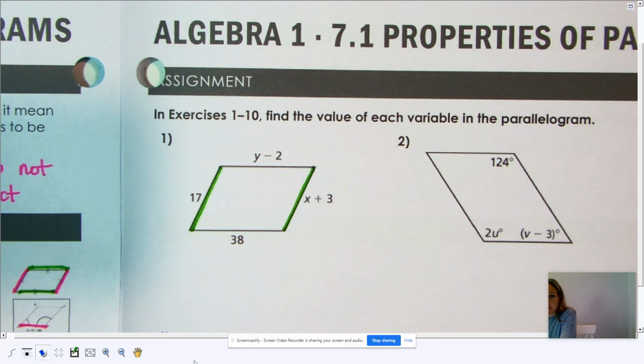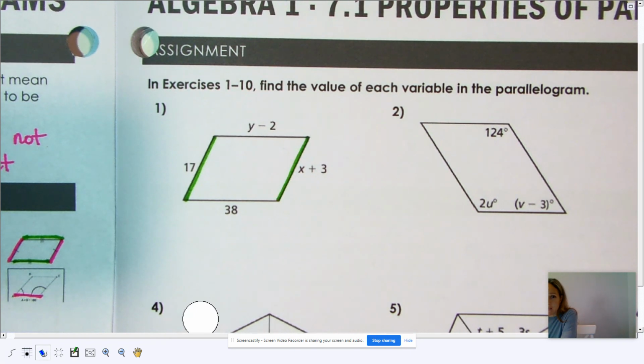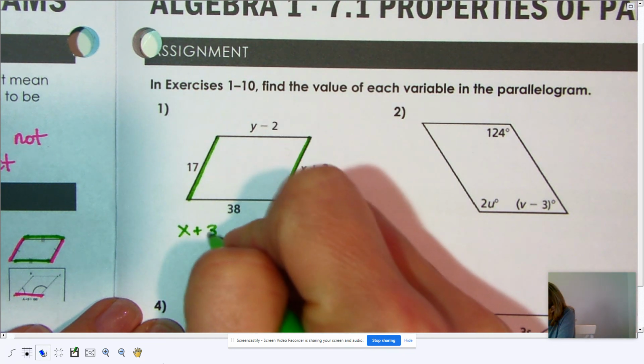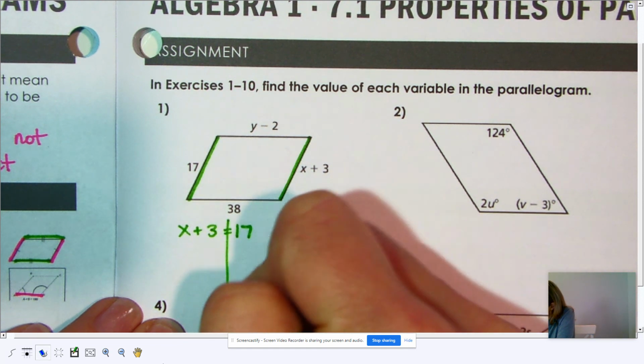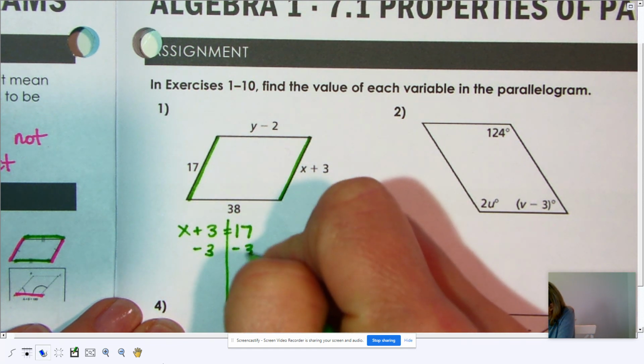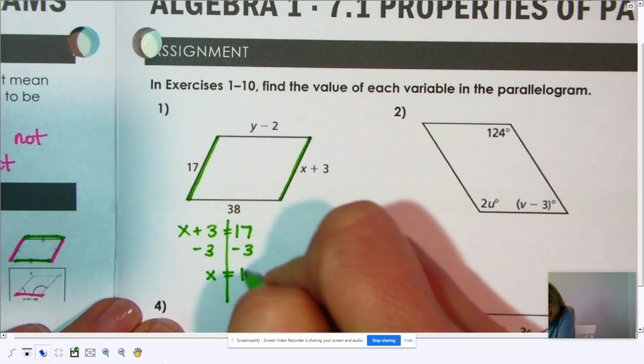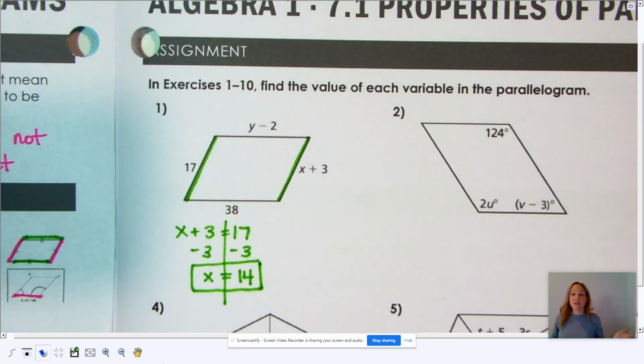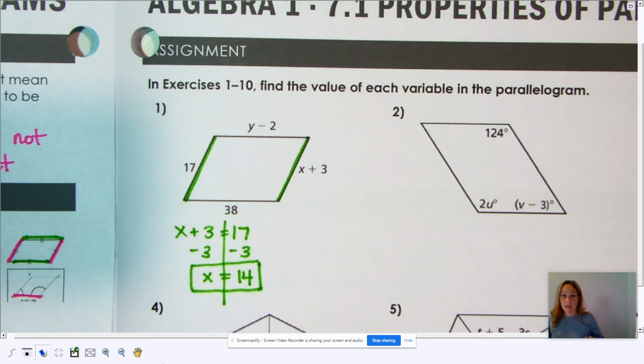So I'm going to write my first equation, which is going to be x plus 3 equals 17. Minus the 3 on both sides. So x is equal to 14. Okay, again, the math that we're doing here isn't super hard. We're adding, subtracting, sometimes multiplying or dividing. But what's really important is that you guys understand these properties and then apply your algebra skills to that.